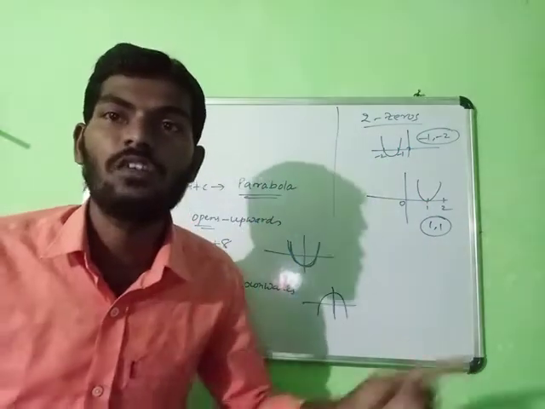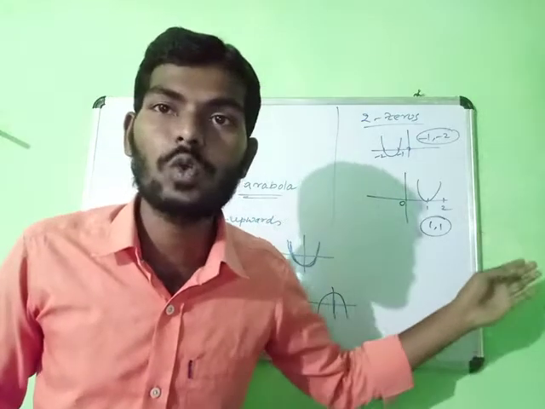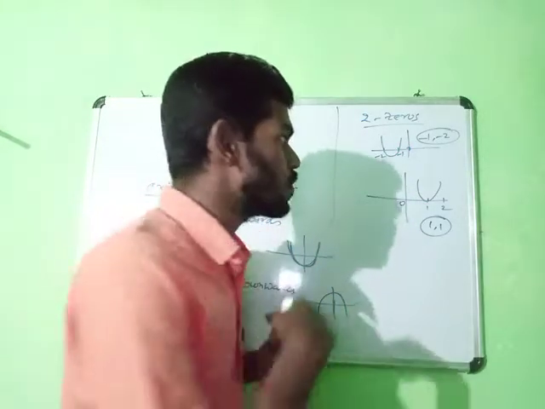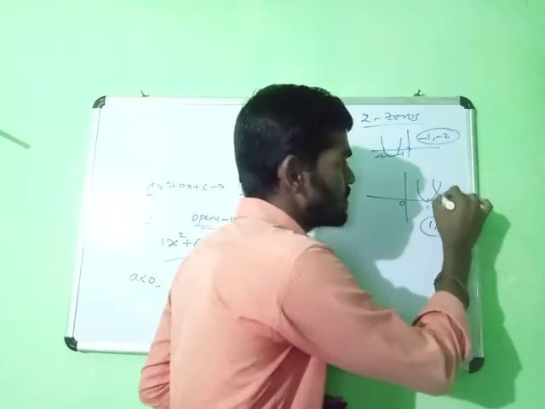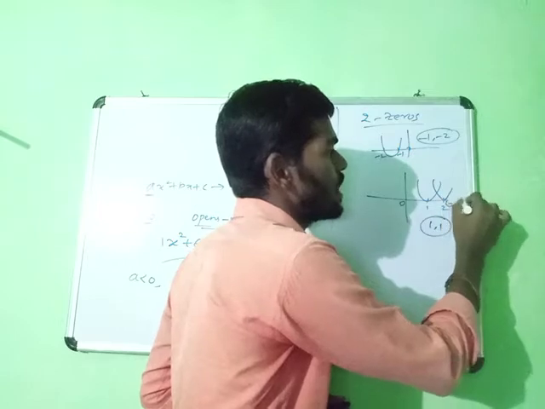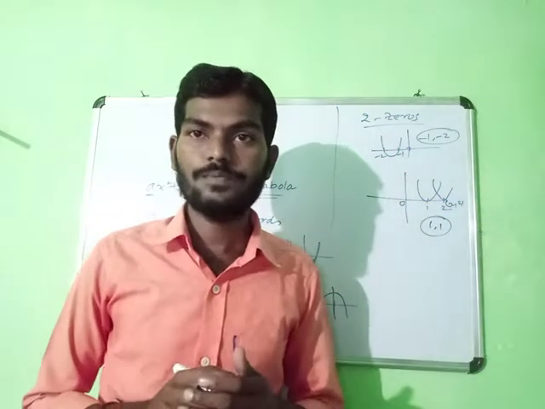So what are the zeros? 1, comma 1. If it touches at only the point 2, then 2, comma 2. For example, 2 like this is there. Touching like this, what are the zeros here? 2, comma 2 are the zeros of the polynomial.